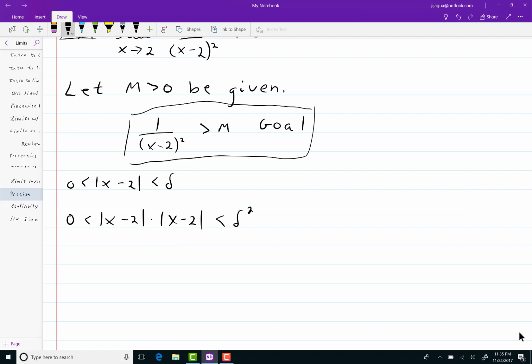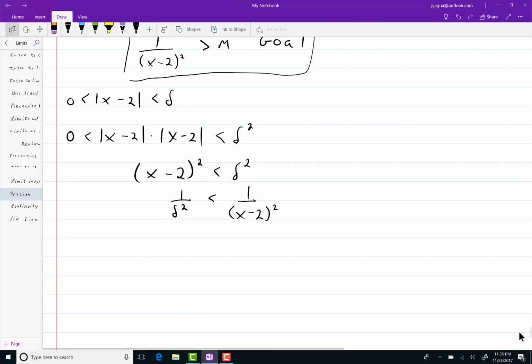Now, I don't care about the 0 anymore. In computing the delta, I just don't need that 0 to be around to help me with anything. Luckily, the absolute value of x minus 2 times the absolute value of x minus 2 does happen to be the regular (x minus 2) squared. So when you start dividing by (x minus 2) squared and delta squared, you get this inequality: 1 over delta squared is less than 1 over (x minus 2) squared. And this is where x not equaling 2 is very important, because I wouldn't have been able to divide by (x minus 2) squared if x was allowed to equal 2.